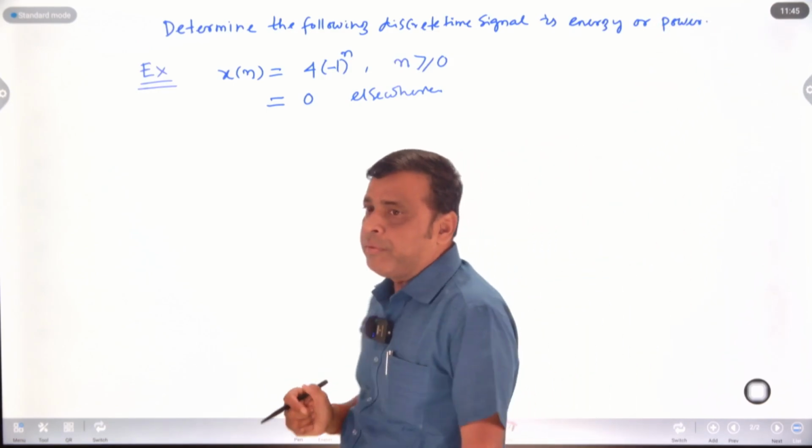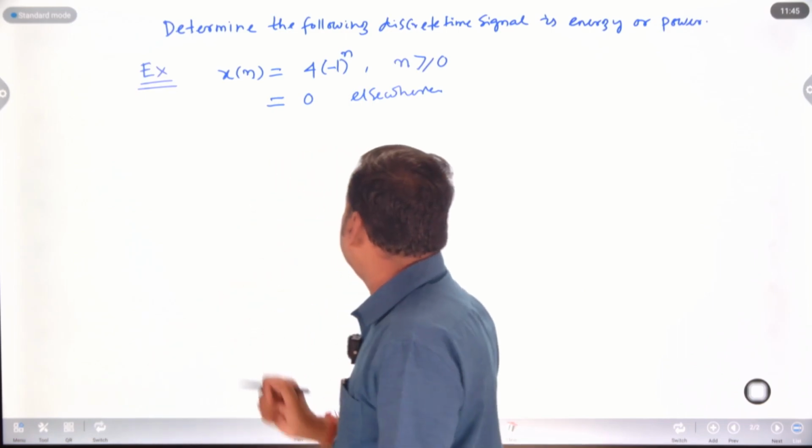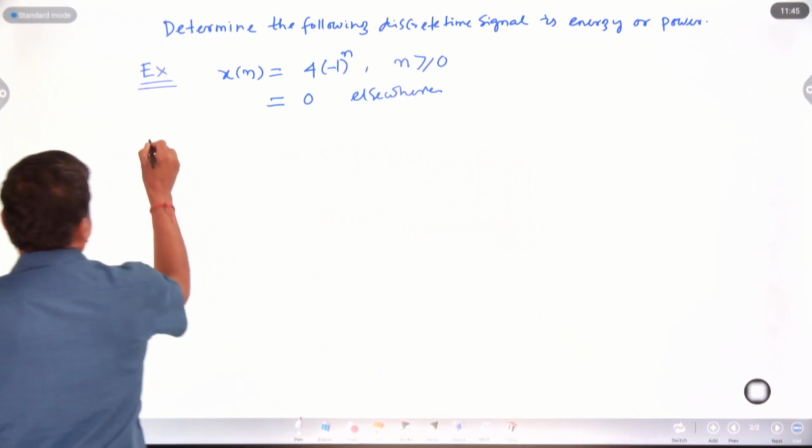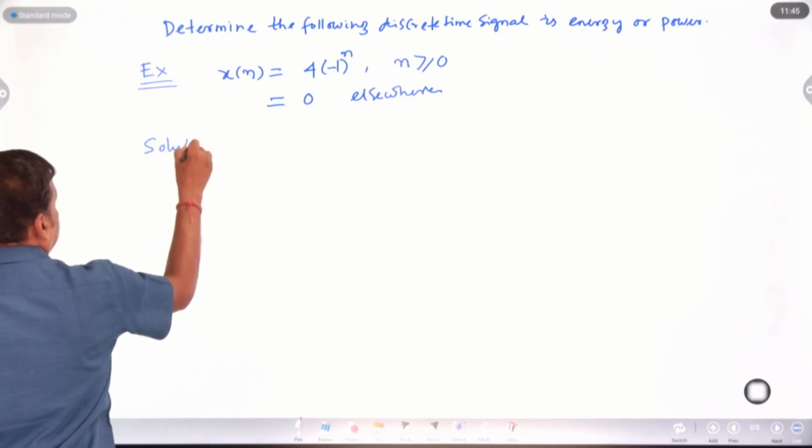So we have to determine whether the following discrete signal is an energy signal or a power signal. So, solution.